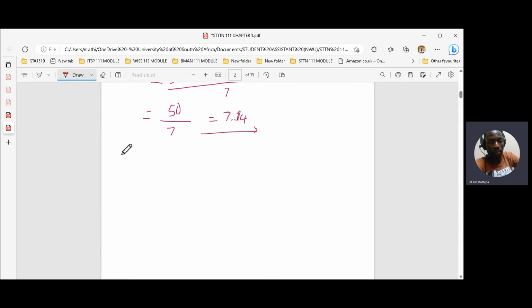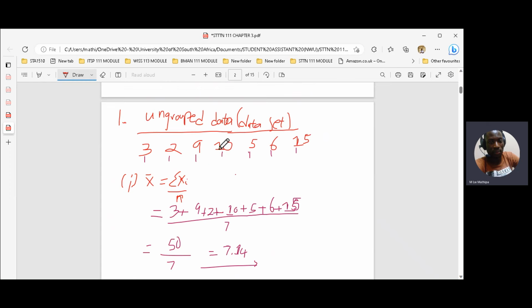Roman figure 2, the mode. With the mode, we are talking about the most frequent value in a data set. Let's use this data set here: 3, 2, 9, 10, 5, 6, 15. Let's add another value. Let's say we have 5 again.